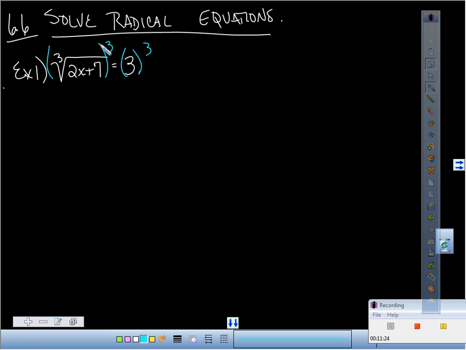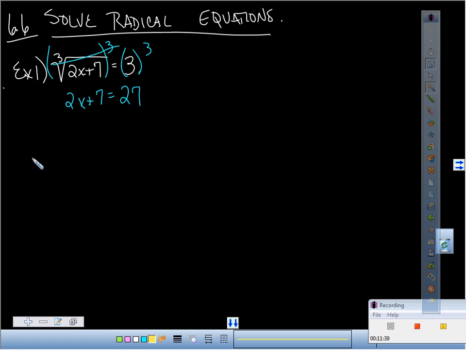So a cube root and a cube power, they're opposites, right? So they just undo each other. And what are you left with on the left? 2x plus 7. And on the right, what's 3 cubed? Oh my word, it's just an algebra 1 problem, right?